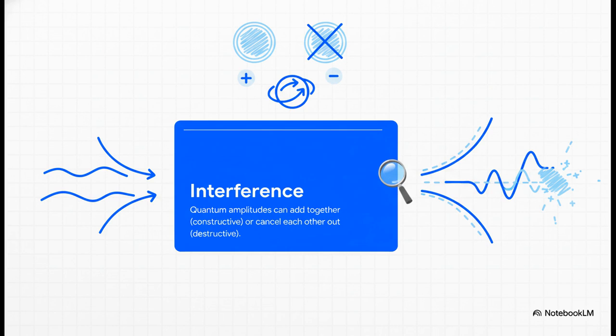This ability for possibilities to literally cancel each other out to zero, that's called interference. And it's something that just cannot happen with a normal coin. You can't have a negative 50% chance of getting heads that cancels out the positive 50% chance. It makes no sense in our world. This unique behavior is exactly what quantum theory was built to describe.